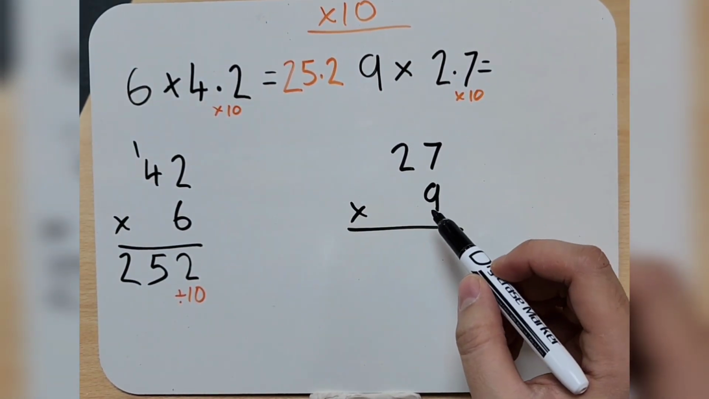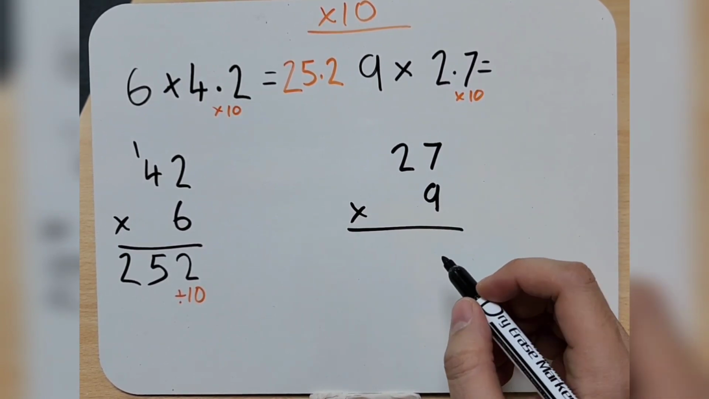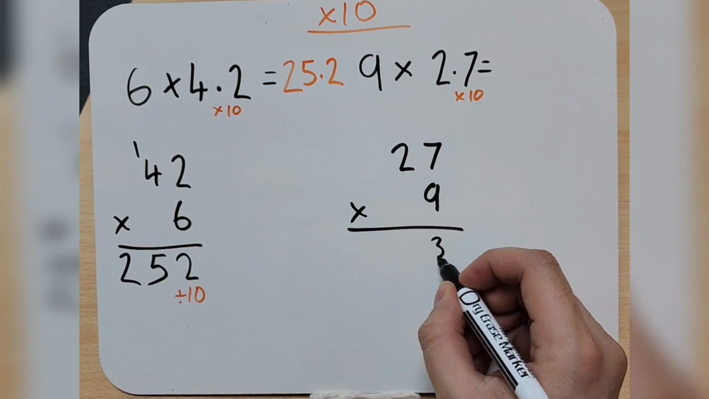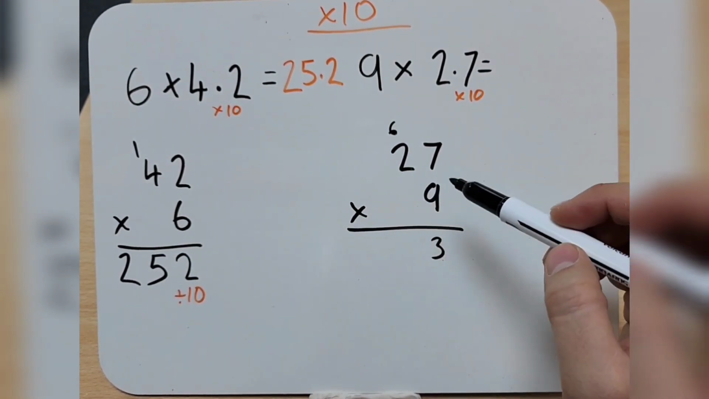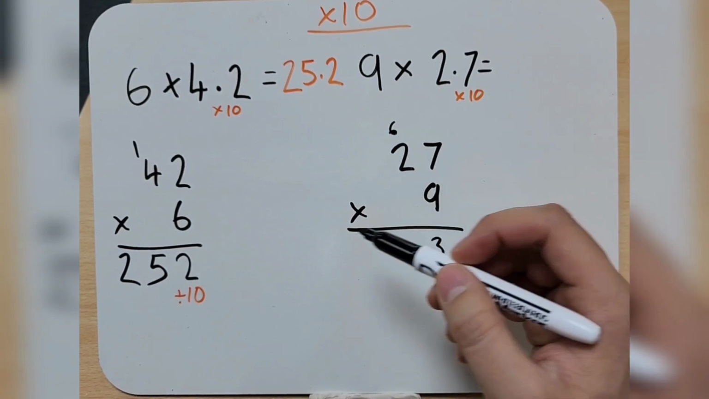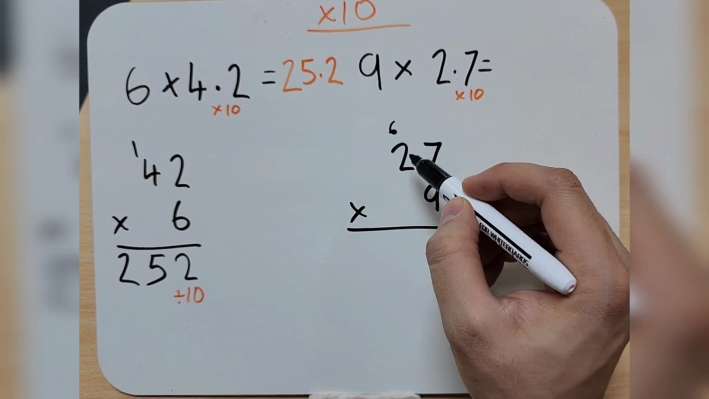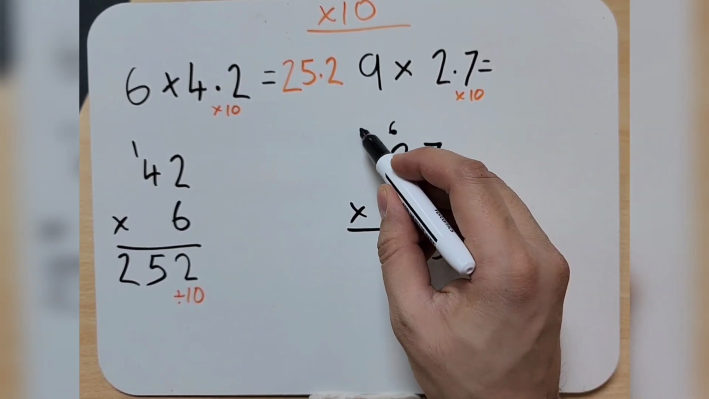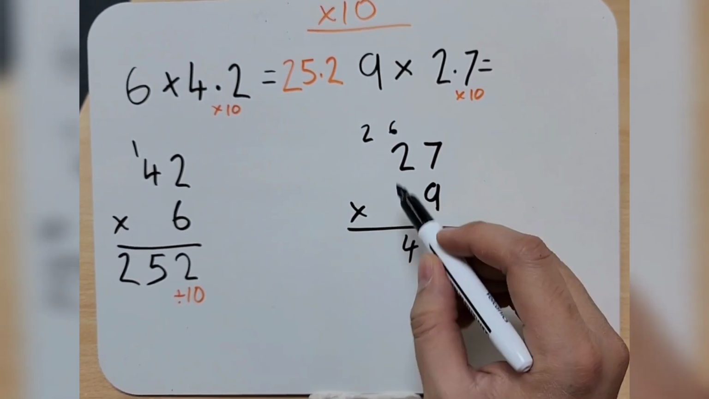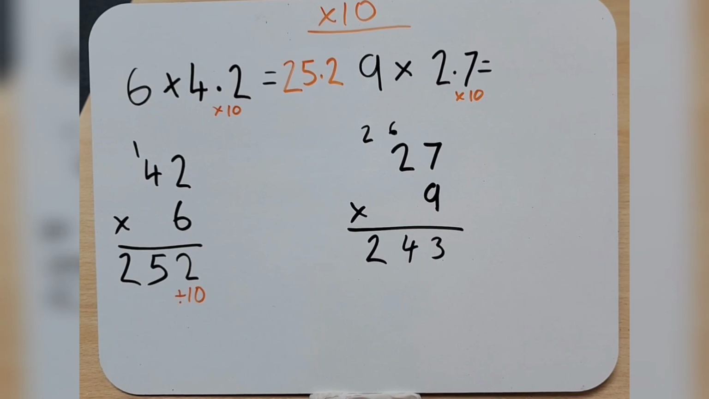So here we can do 9 times 27, which is 9 times 7 is 63. With that 6 up here. 9 times 2 is going to give us 18. Okay, so 18 add 6 is going to be 24. So I'll leave my 2 up here, put a 4 here, and here we go. Our answer is 243. Again, we need to do the same thing.